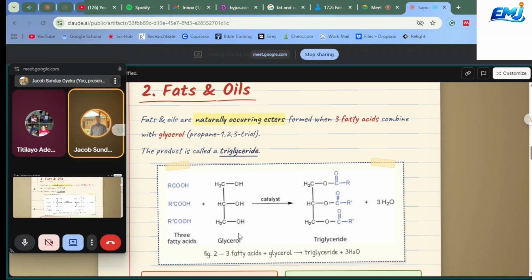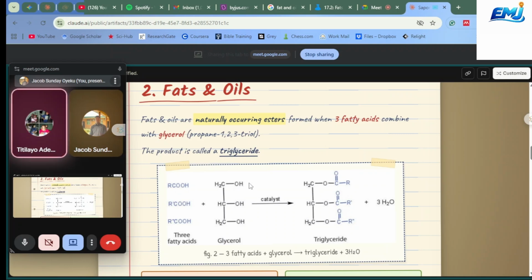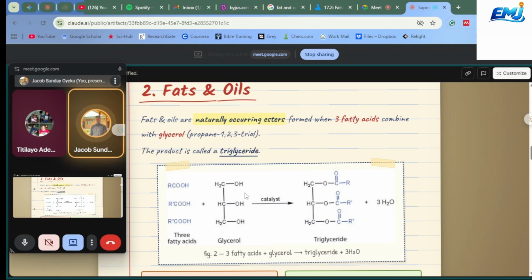Glycerol too is an alcohol, because it has OH. You can see this OH, OH, OH. So this is an alcohol and this is a carboxylic acid. So any reaction between alcohol and carboxylic acid will lead to what?